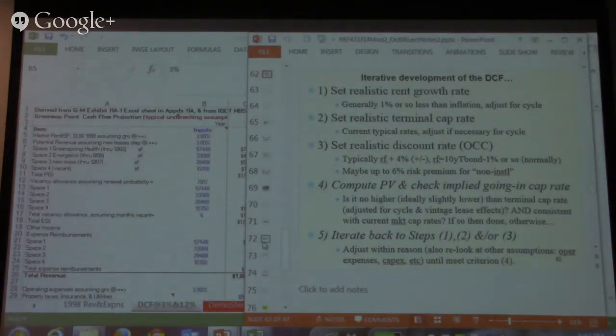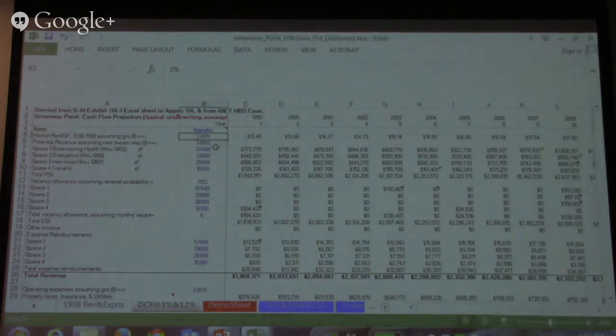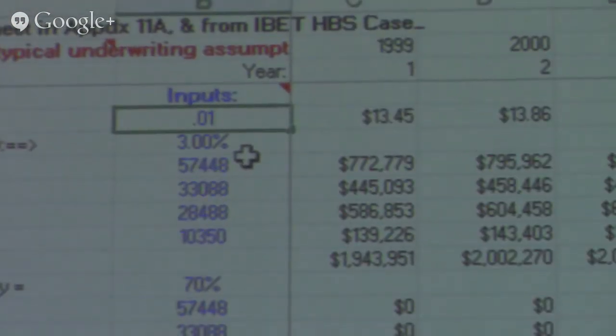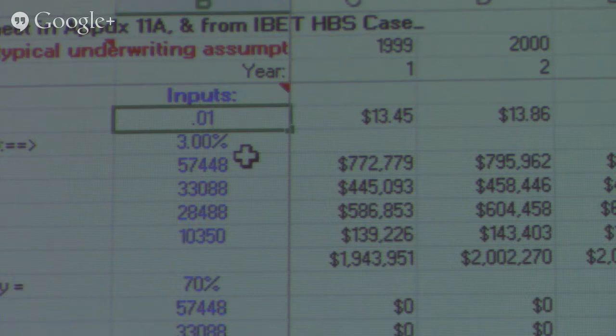So first step is set a realistic rent growth rate. Is 3% realistic? No, let's change it. What do you think? About 1%. If inflation is a little less than 3%, and if we've got 1 or 2% of real depreciation per year, then 1% would seem to be more realistic.